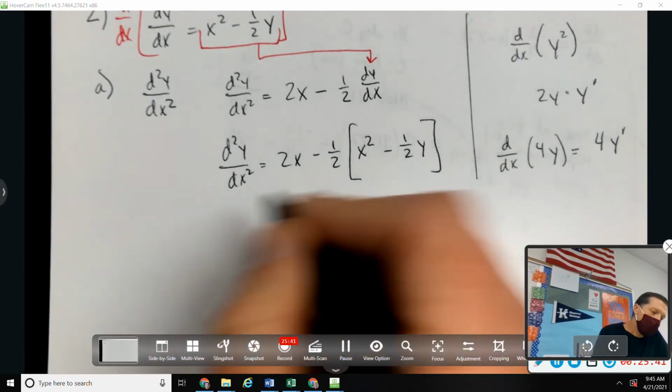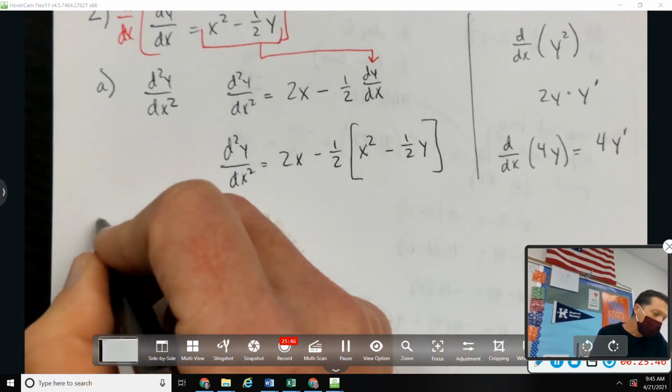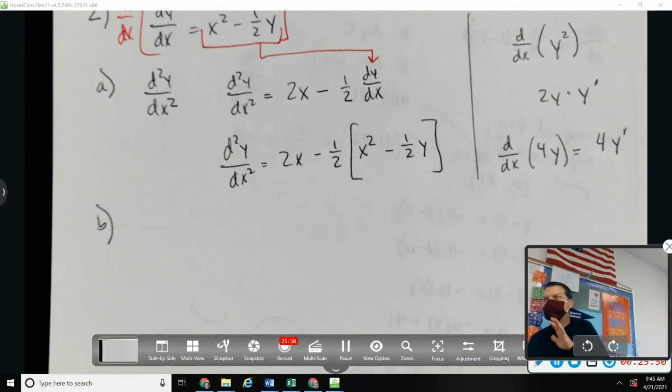All right, we're done with A. We can clean that up if we wanted to, and maybe we'll need to later, but for now, it's in terms of x and y. It doesn't have to be cleaned up, it just needs to be in terms of x and y.